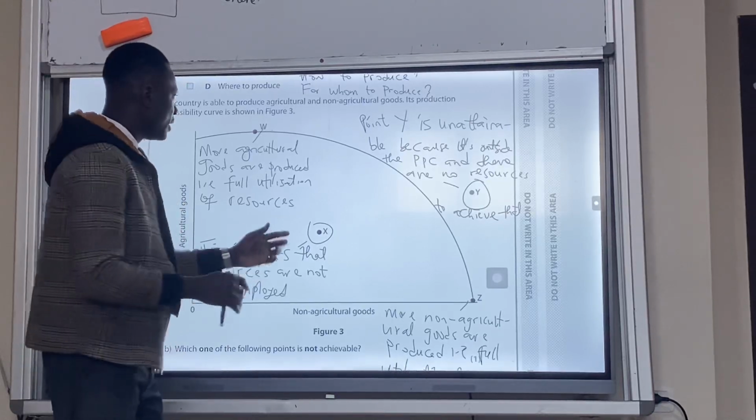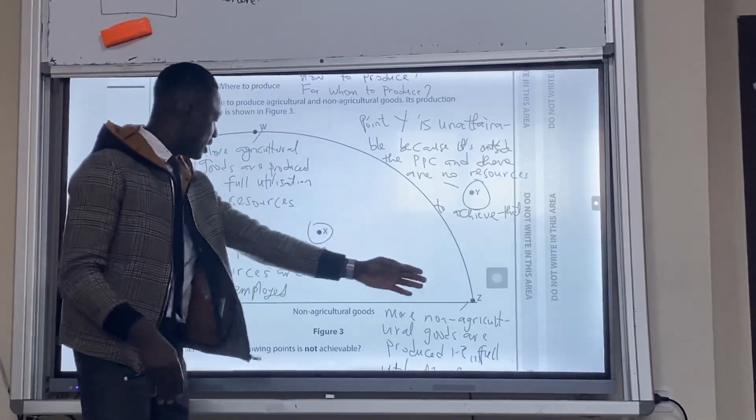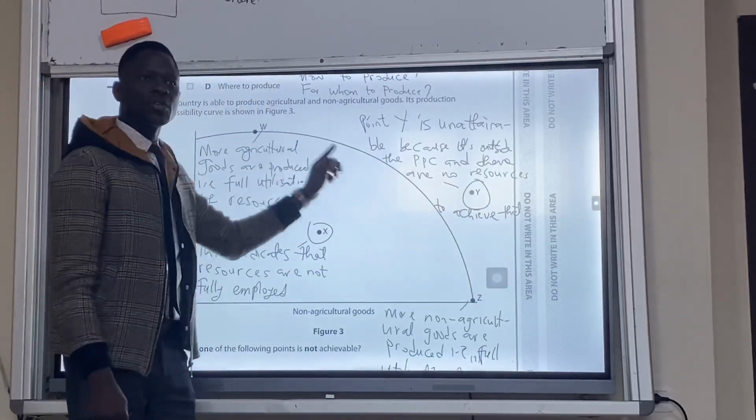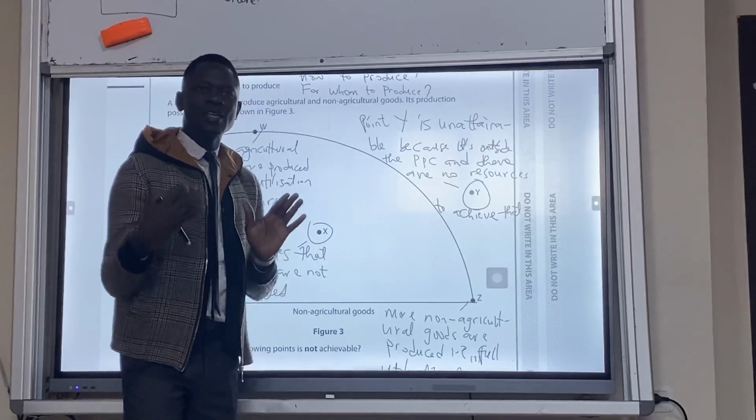Get the point here. There are points X, W, Z, and Y. On the boundary, it means resources are fully utilized. Why do I say that resources are fully utilized?